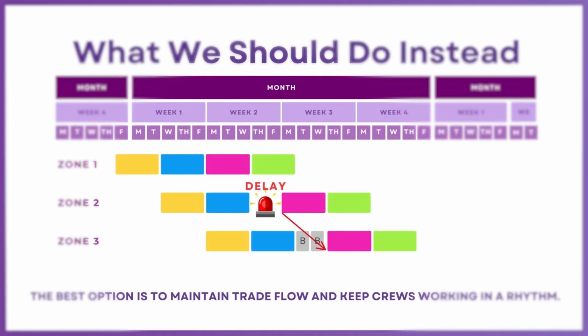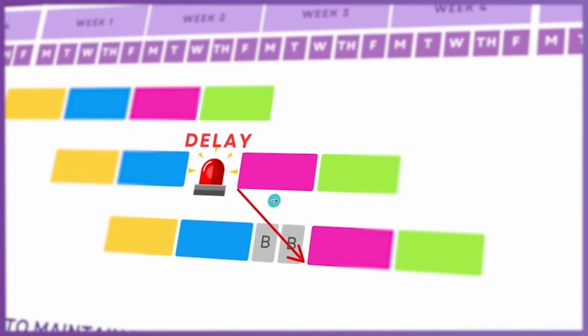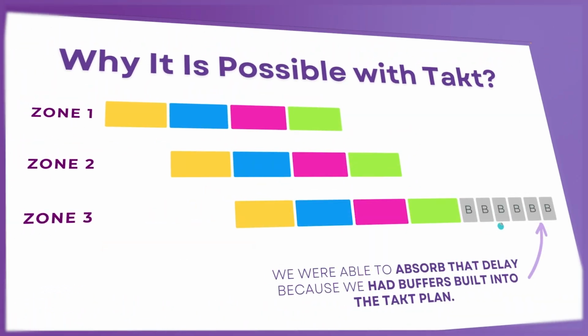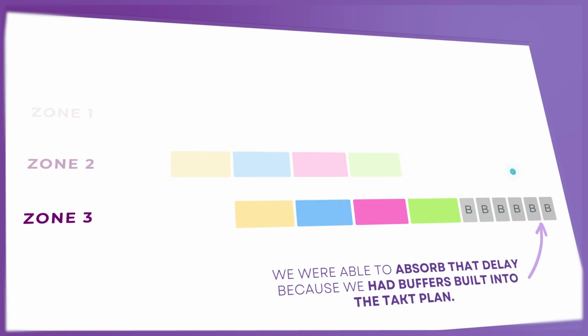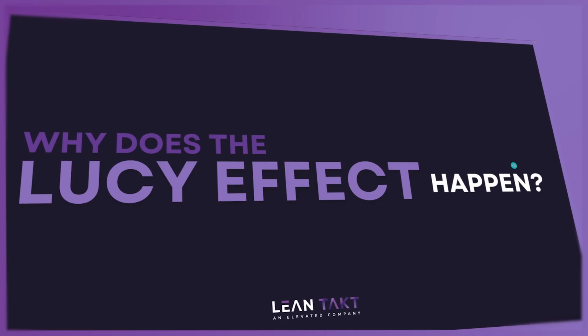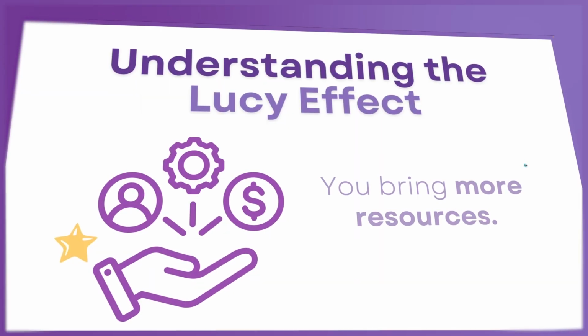And so if you are using Takt, if you have a delay, you would cascade that delay and eat into some buffers or use some buffers. And those buffers come from the end because we were able to get those from the norm level Takt plan. And so I hope that's clear. So let's talk about why the Lucy effect actually happens. And this is pretty informative.